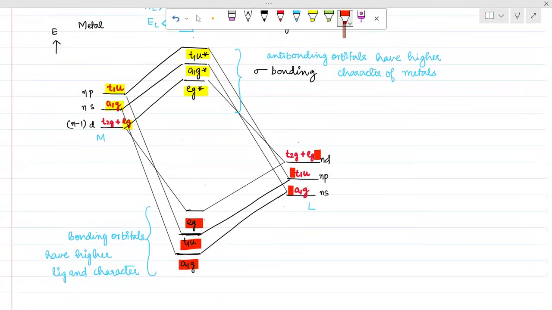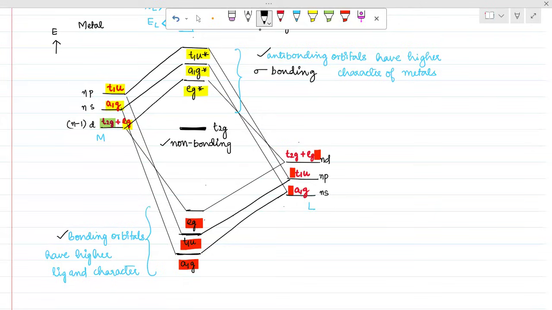One important point. The metal's T2G is not used up in the molecular orbital diagram. So that has to be written as it is because it's not used. This is the T2G of the metal, which is not used in the mixing, and this is non-bonding. So can you see the three different types? You have bonding orbitals, you have anti-bonding orbitals, and you have non-bonding orbitals.